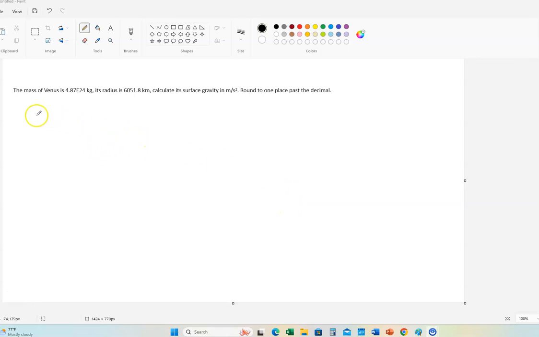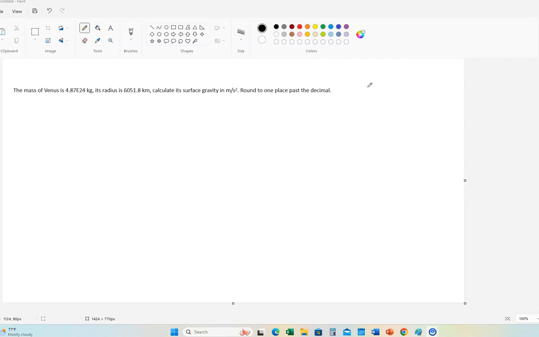All right, so this is number 15. Number 16, by the way, is almost exactly the same. The mass of Venus they give us in kilograms. I'm sorry, the mass is given in kilograms. The radius is given to us in kilometers. Calculate the surface gravity in meters per second squared.